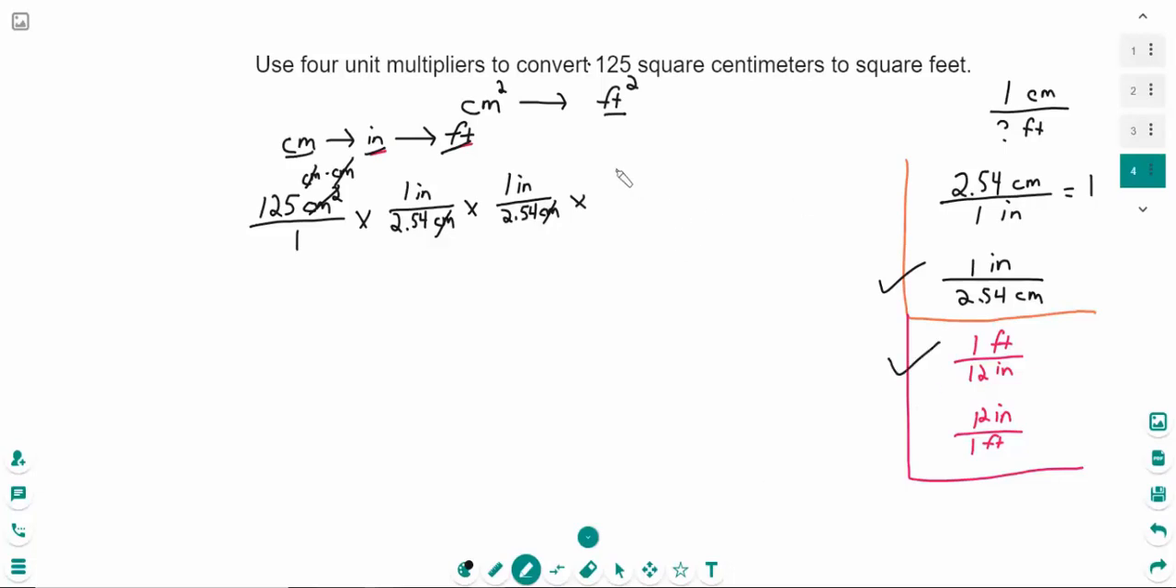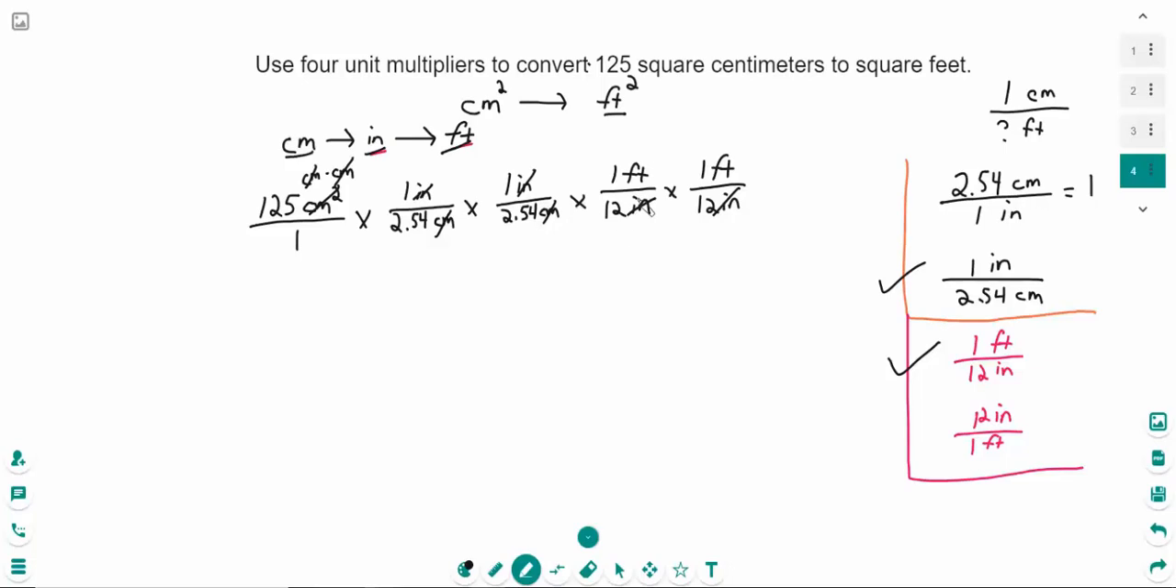So we multiply that by 1 foot over 12 inches, and this inch will cross out with this inch, because this is all multiplication. There's no addition in here. And remember, the order in which we multiply doesn't matter. So I can take this fraction and multiply it by this fraction first if I want to. And that's kind of what I did here. I just took this inch, crosses out this inch, but we still have another inch here. So we need to multiply it by another unit multiplier, 1 foot over 12 inches. Now this inch can cross out this inch.